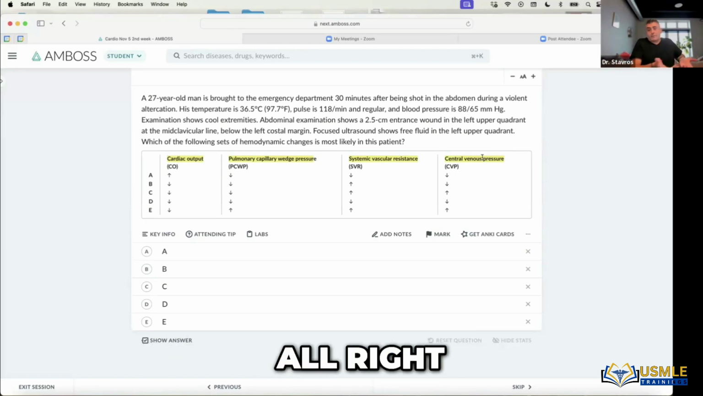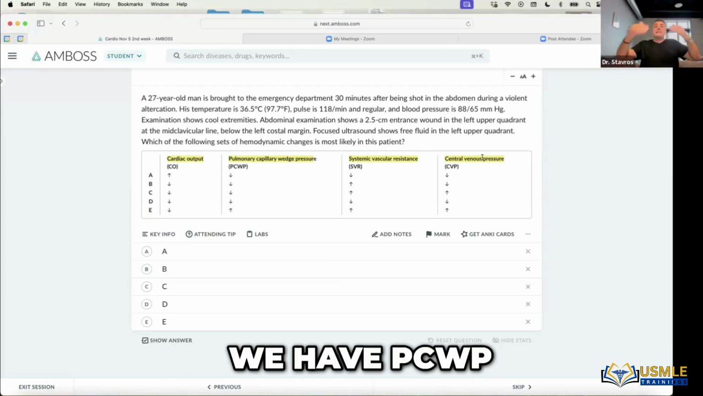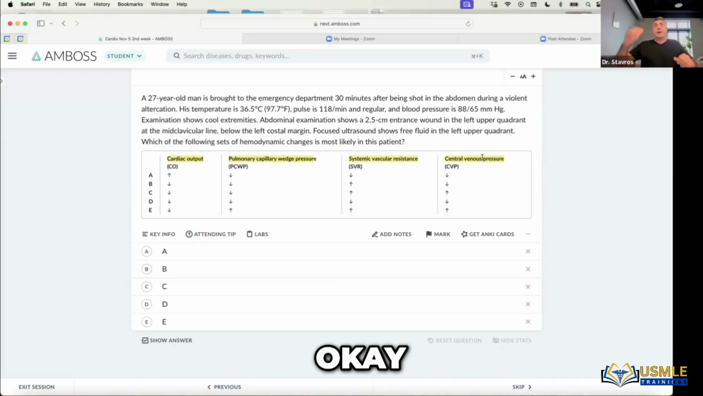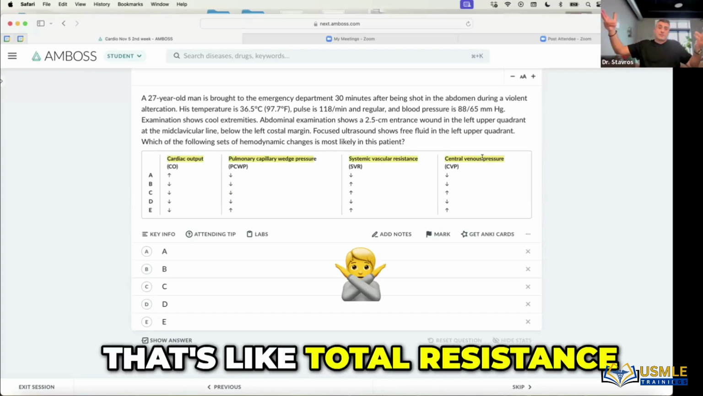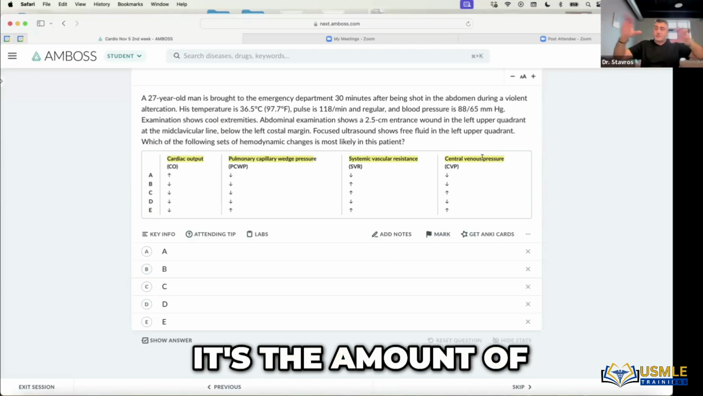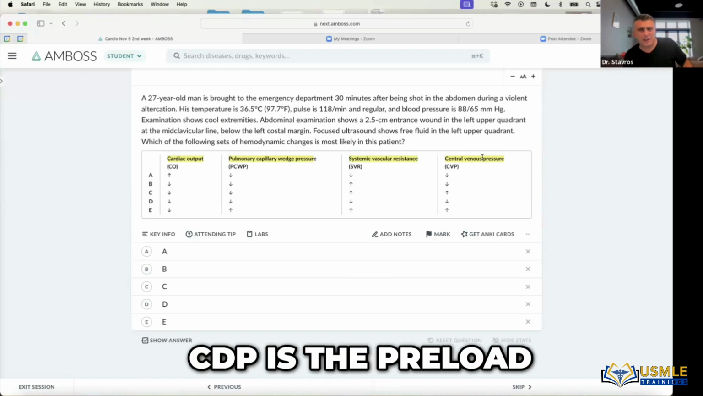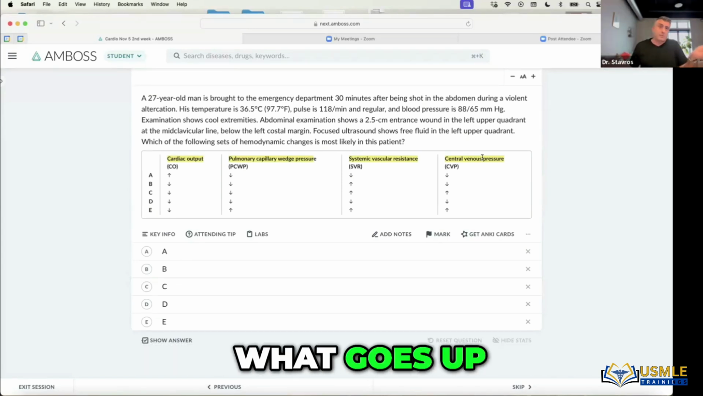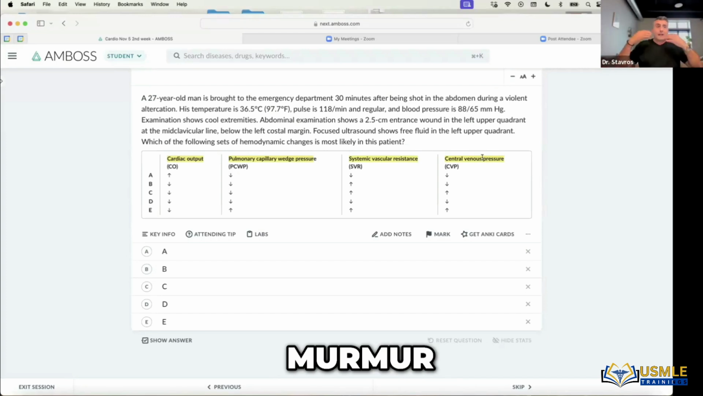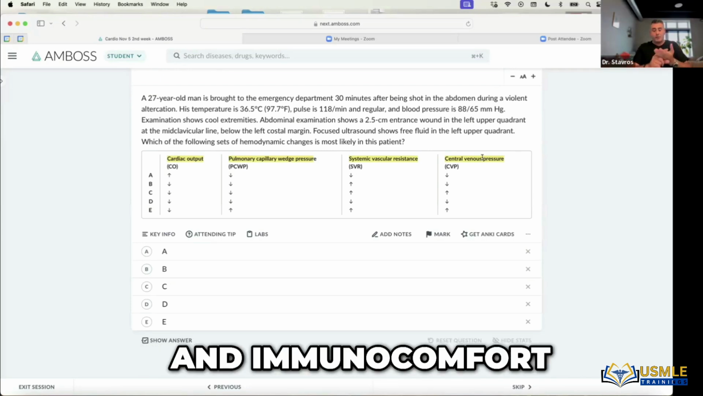It's a preload. All right, so we have cardiac output, the blood pumping out of the heart. We have PCWP, which is left atrial. Then we have systemic vascular resistance. That's like total peripheral resistance, TPR. It's the afterload. It's the amount of pressure the heart's pumping out against. And then CVP. CVP is the preload, right? So if you know the preload and afterload, like I've told you before, what goes up, what goes down, increase, decrease, murmur. Guys, CPR, heart, lungs, kidney, you'll destroy this exam because you'll have micro, biochem, immuno covered.